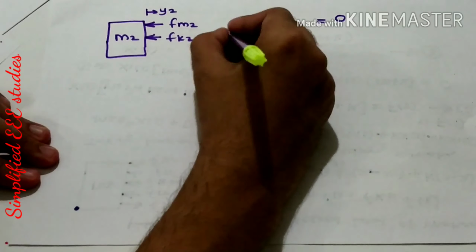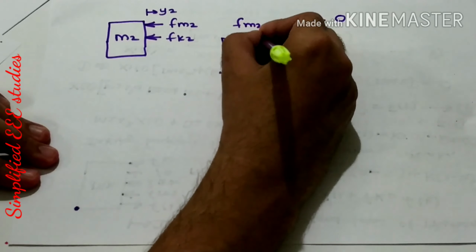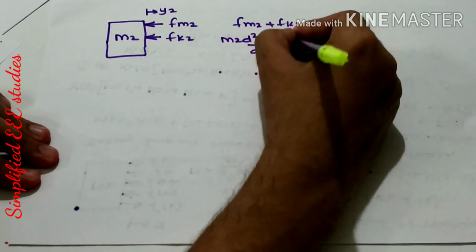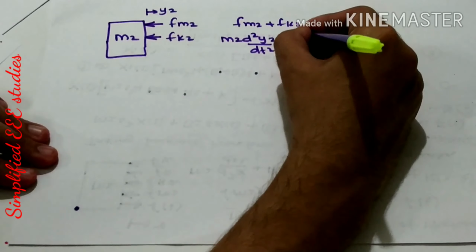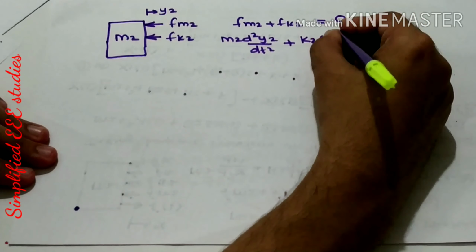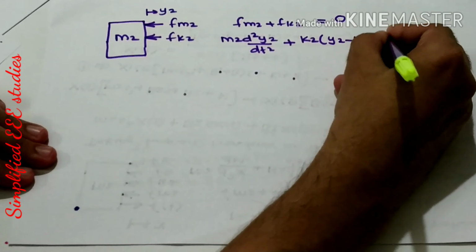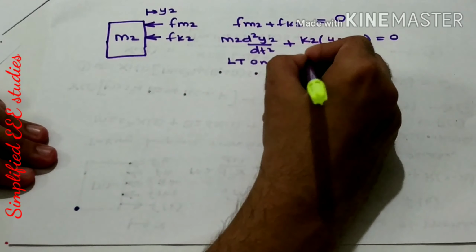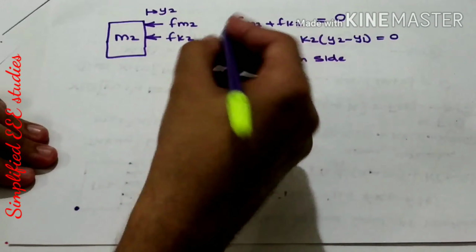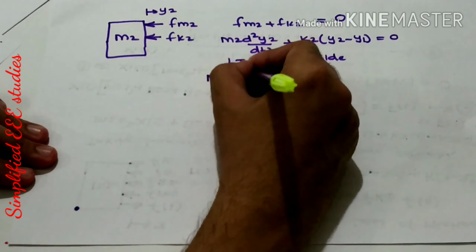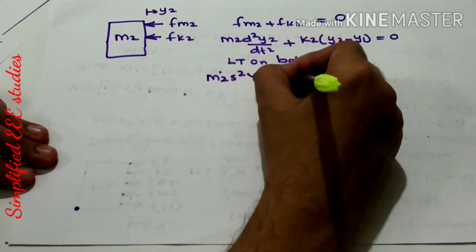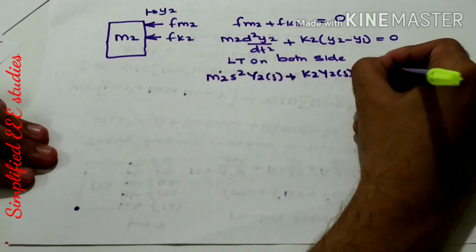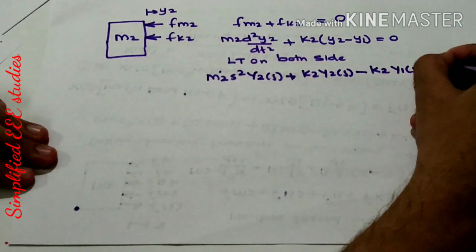Then you can elaborate Fm2: m2 into d square y2 by dt square plus, what about k2? That means k2 into y2 minus y1, that is equal to 0. Now take the Laplace transform on both sides to convert time domain into S domain. That means m2 into s square into y2 of s plus k2 into y2 of s minus k2 into y1 of s, that is equal to 0.